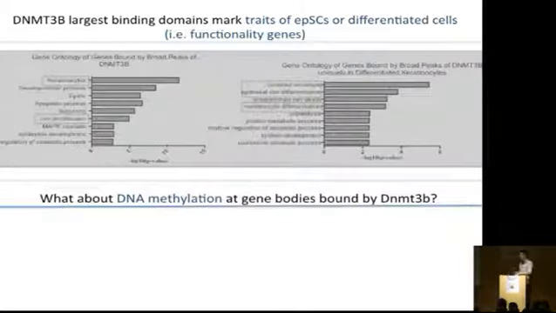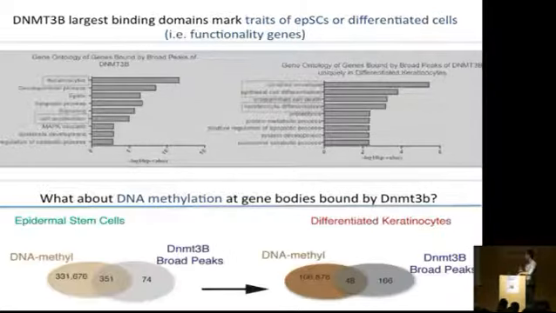But since these are methyltransferases, you are maybe wondering, what about DNA methylation at the gene bodies bound by DNMT3b? Well, we have done MeDIP sequencing analysis in both epidermal stem cells and differentiated keratinocytes.